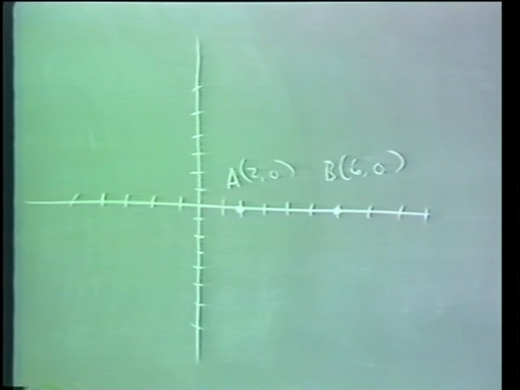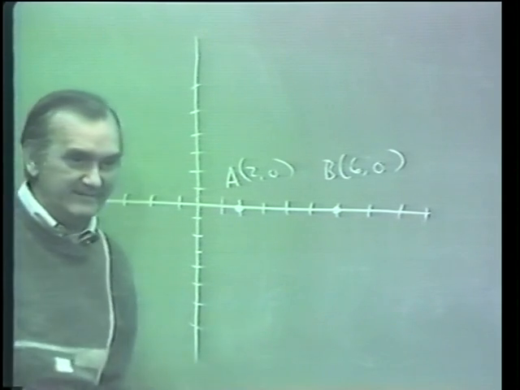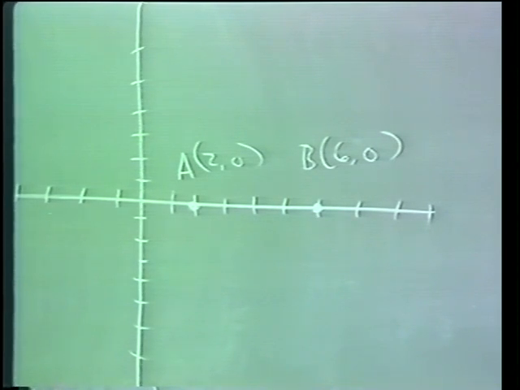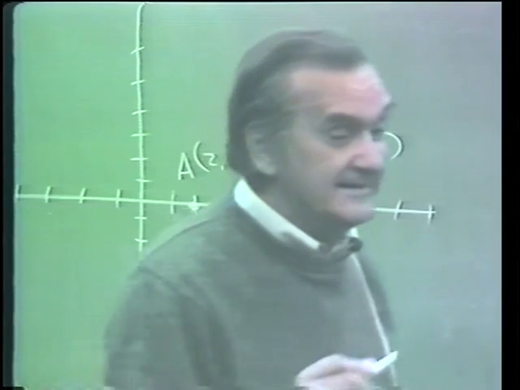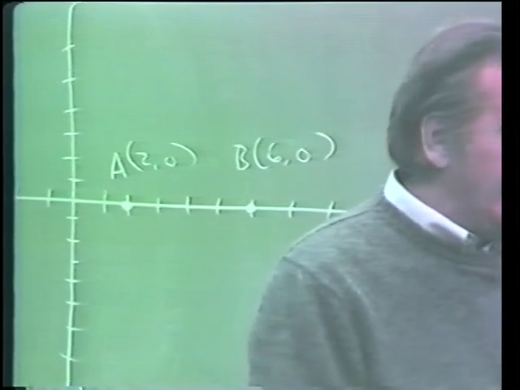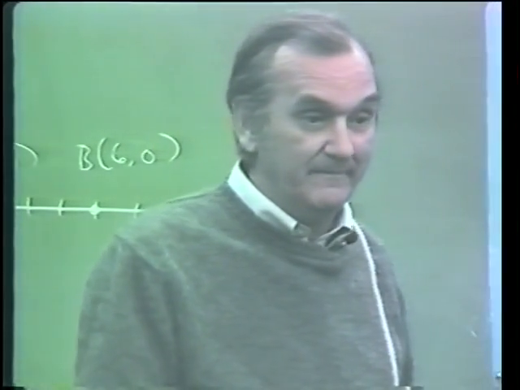Tony? 4. Everybody see 4 units. In other words, you have to take 4 steps to go from A to B. How'd you get it, Tony? He subtracted the x's, x2 minus x1. Very good. He went 6 minus 2. Could he have gone 2 minus 6? You're asking the distance, so take the absolute value. We want to guarantee the distance can never ever be negative. Never.